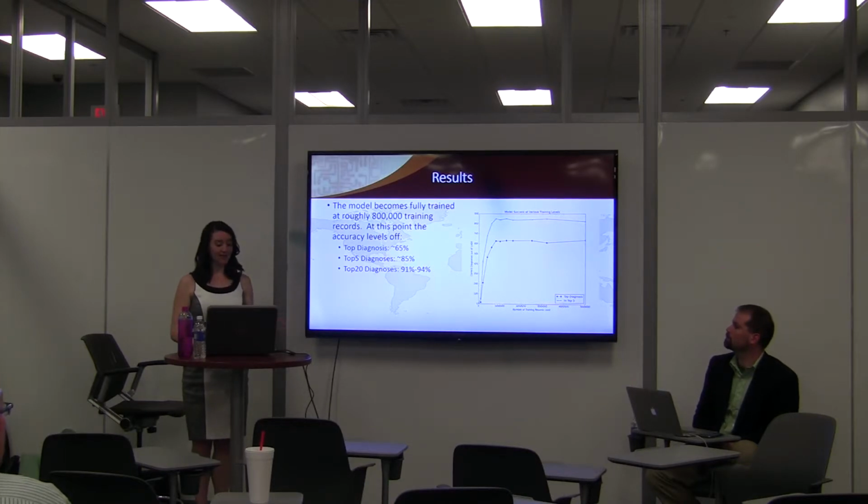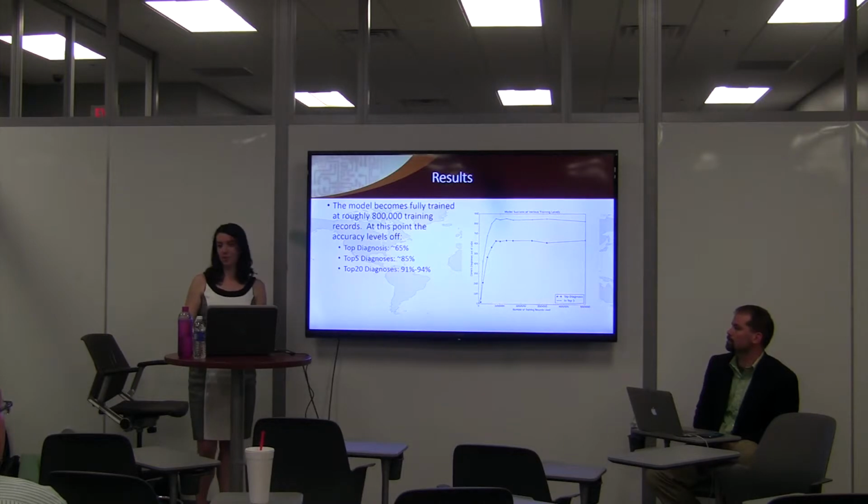And at 800,000 records, we see that the result returned in the top spot is the correct diagnosis 65% of the time. 85% of the time it's going to be in the top 5, and 91 to 94% of the time it'll be in the top 20. So when you use the system, the diagnoses that you're going to get back, it's highly, highly likely that one of the first things you're going to see on that list is the true and correct diagnosis.